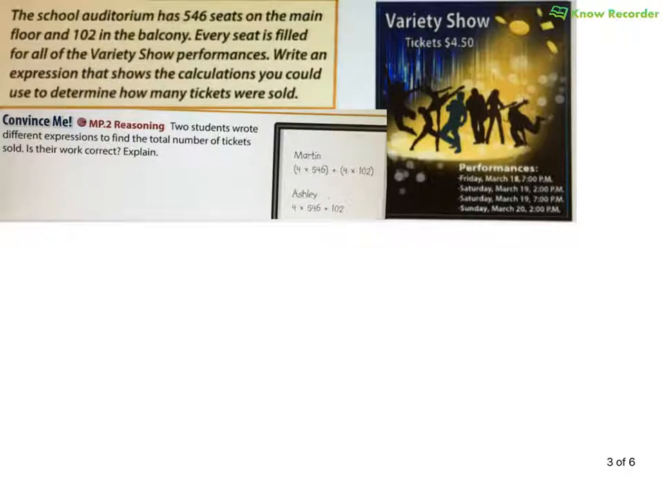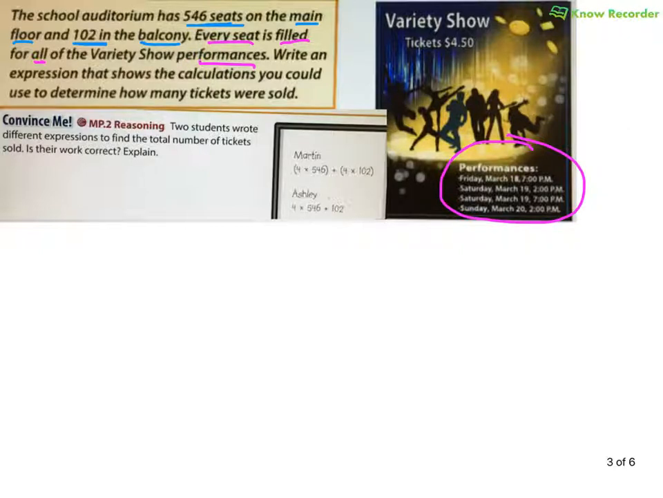So the school auditorium has 546 seats on the main floor, another 120 in the balcony. All right? Sounds like I'm going to be able to combine stuff. Every seat is filled for all variety show performances. That is a huge bit of information. Every seat filled, so there are no blank seats. I will use these numbers each time, and at all performances. That's a good thing because if I look at my flyer, there are 4 performances.